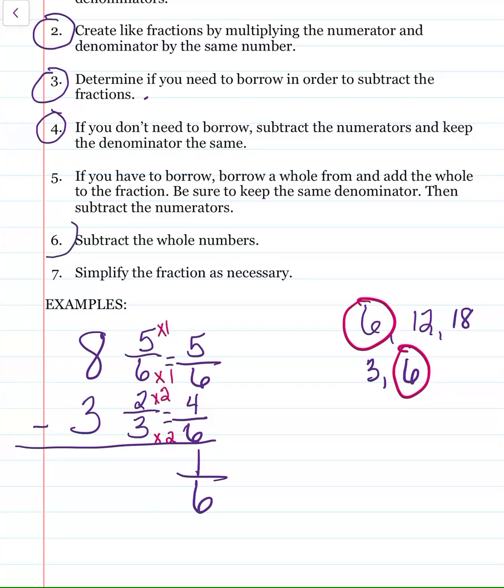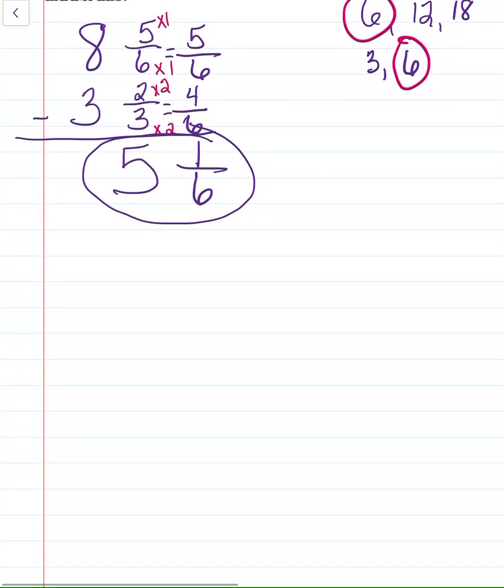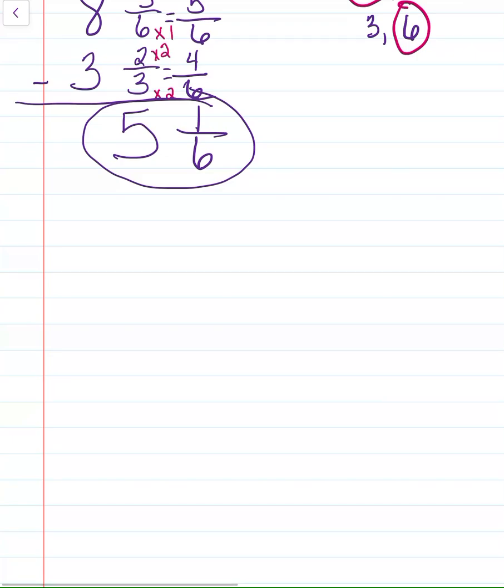So our next step is to subtract the whole number. So 8 minus 3 is 5. And the last step is to simplify the fraction if necessary. So I look at 1/6 and I see that the numerator and the denominator do not have a factor that can go into both. So it is simplified. So our answer is 5 and 1/6. Okay, so that was an example where we don't have to borrow. I do want us to do a few examples where we do have to borrow.